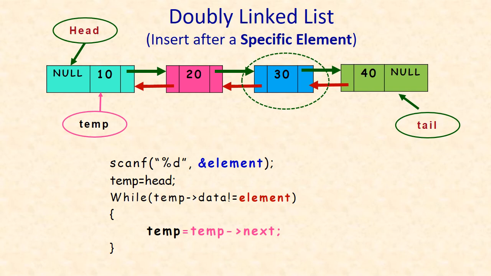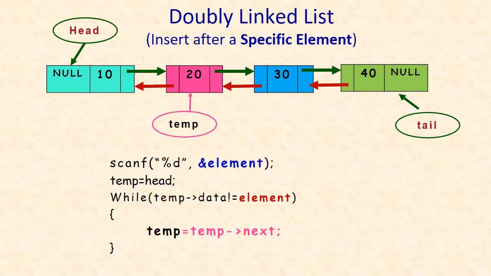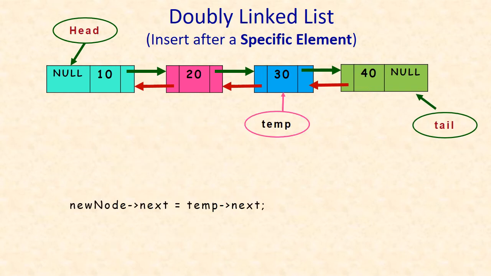equal. Whenever it is not equal, I will assign temp next to temp, so that temp will point to the next node. When temp is pointing to the next node, now I will verify that node's data. Is temp data not equal to element? If temp data is not equal to element, again I will move temp to the next node. Now temp data is equal to 30, so that loop is terminated.